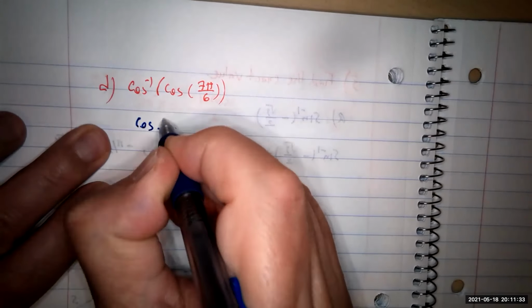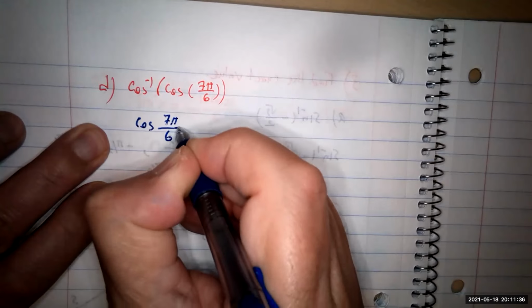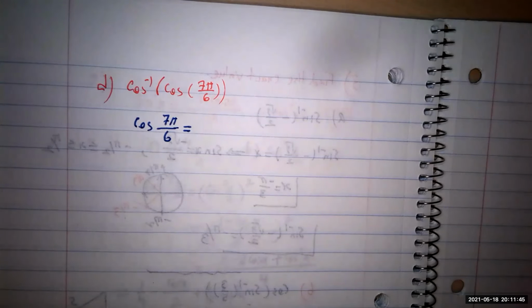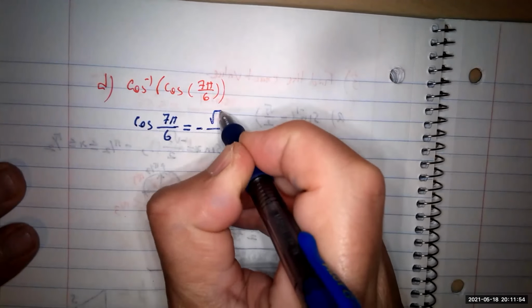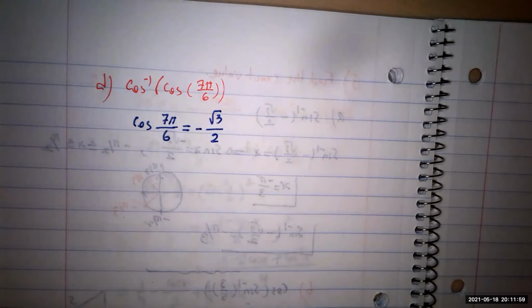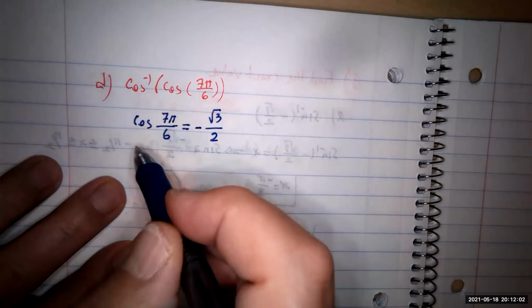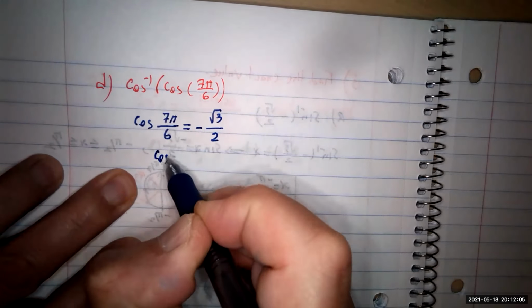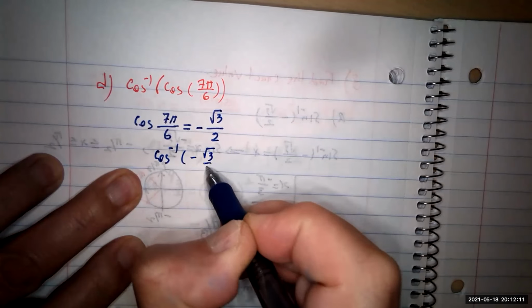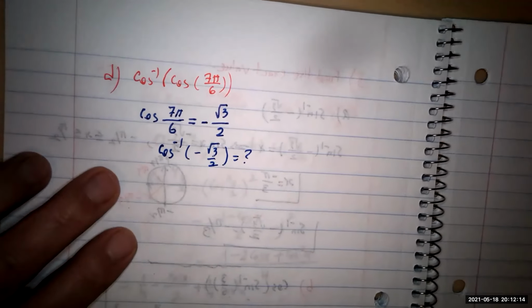Okay, cosine of 7 pi 6 is equal to, 7 pi 6 is what? 210 degrees. You can go and find it. It's like the 30 degrees, but it's going to be negative. So this is it: negative radical 3 over 2. So you go there now. The question is going to be, what is cosine inverse of negative radical 3 over 2? That is going to be the case.